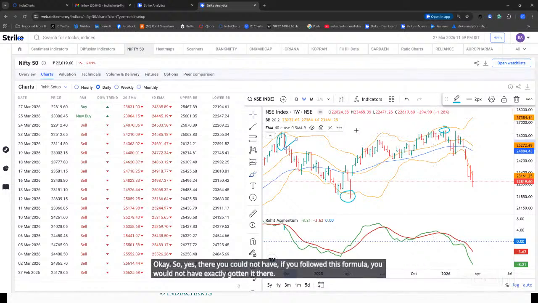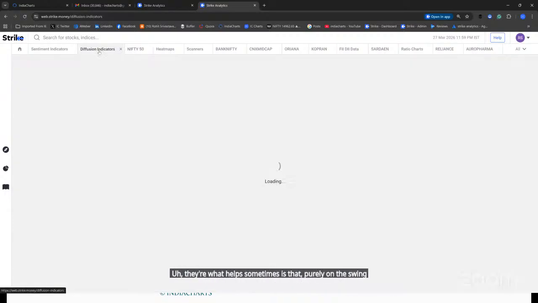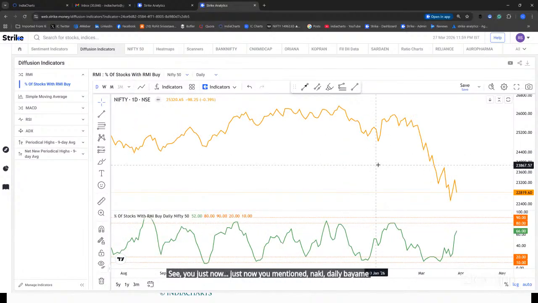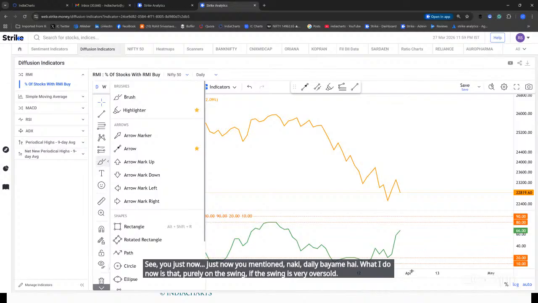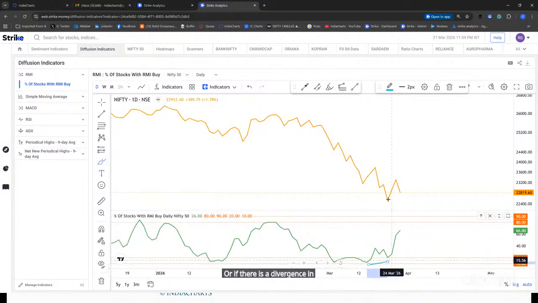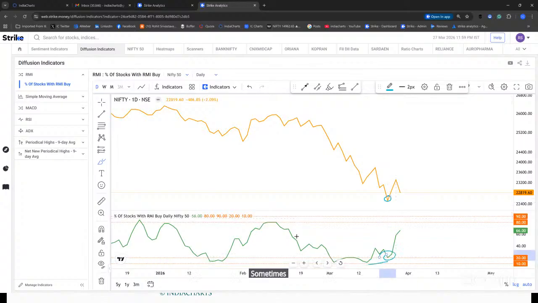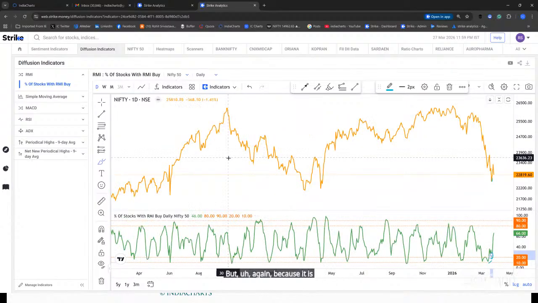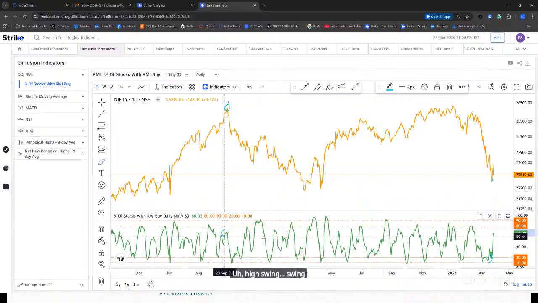What helps sometimes is purely the swing. You just mentioned that the daily is in buy. What I do is, purely on the swing, if the swing is very oversold, or if there is a divergence in the swing, we try to take a small position on the swing down here. Sometimes it works out. But again, because it is counter trend, we cannot take, for example, at this top, there was no high swing reading to really take a shot.